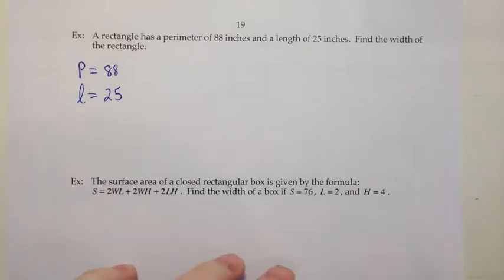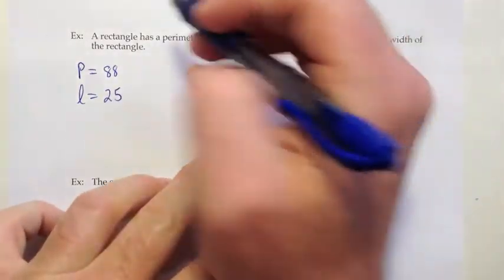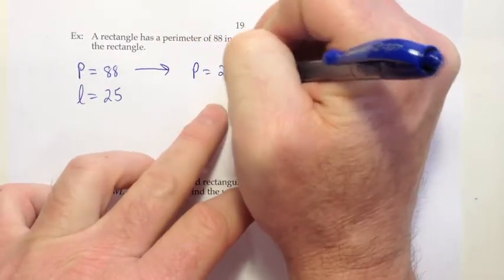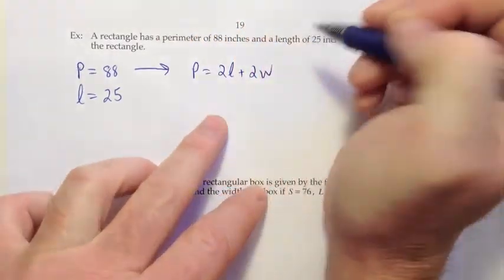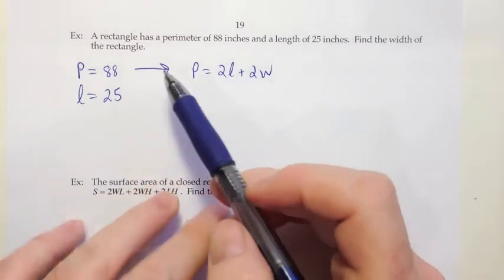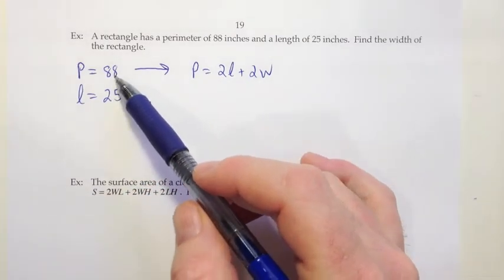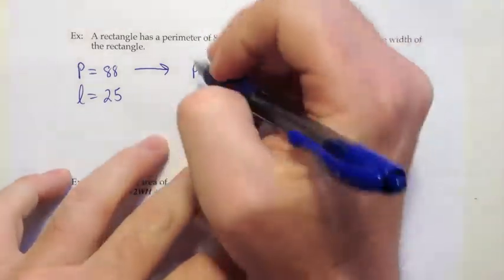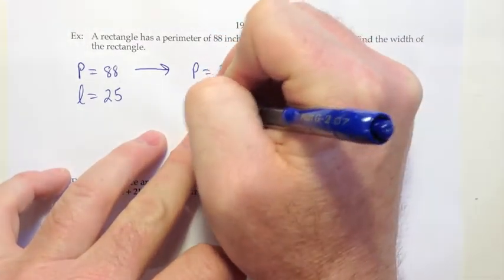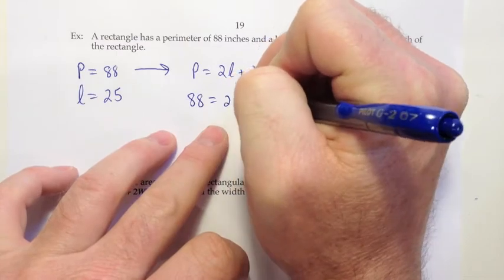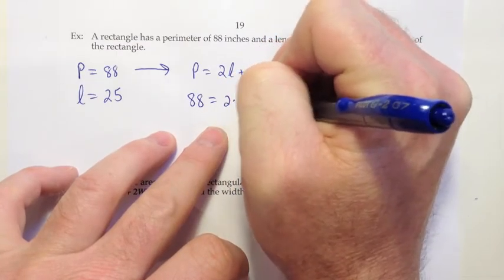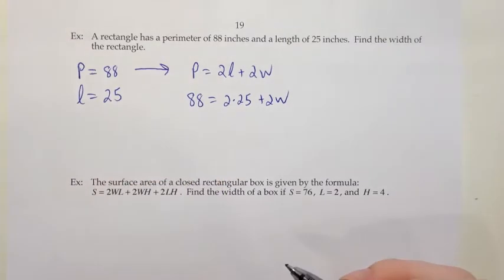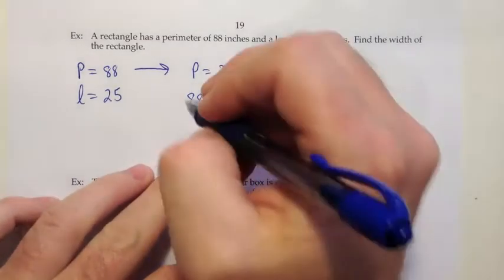So let's see, they gave me perimeter, so let me write down a formula for perimeter. Perimeter is 2L plus 2W. So there's my formula, but I know the numbers for 2 of those. The perimeter is 88 and the length is 25, so I'm just going to substitute those in. For the P, 88, the L gets a 25, and the W is still a mystery, so I'll just leave that as a variable. And now I have an equation that I can try and simplify.